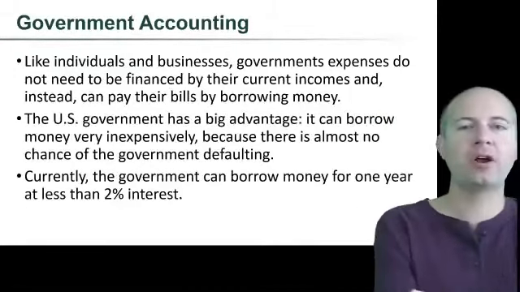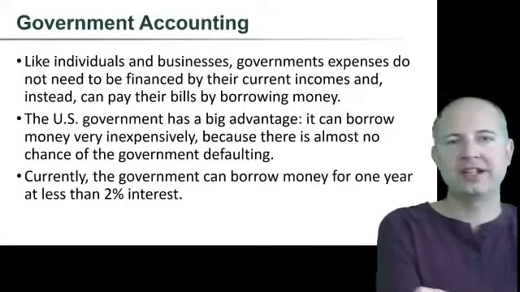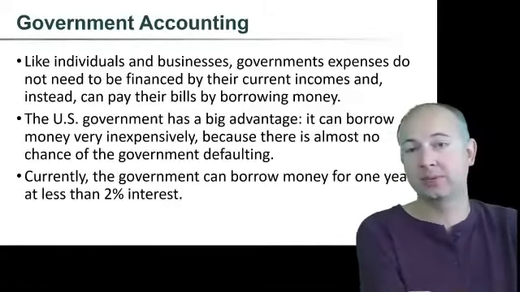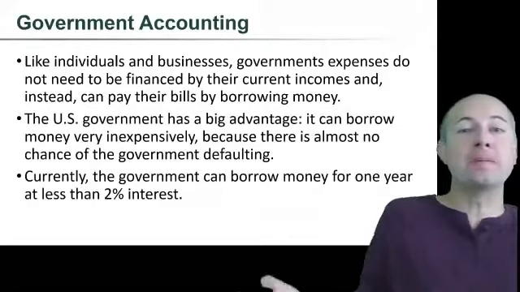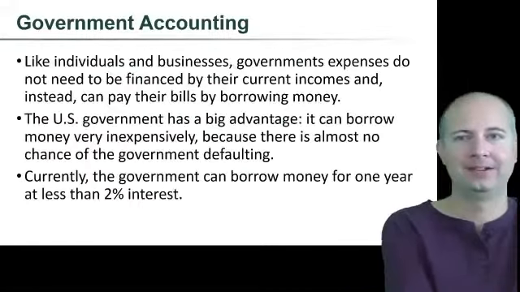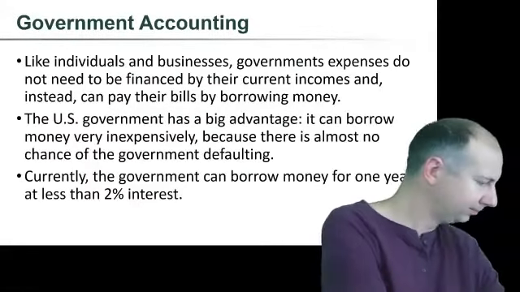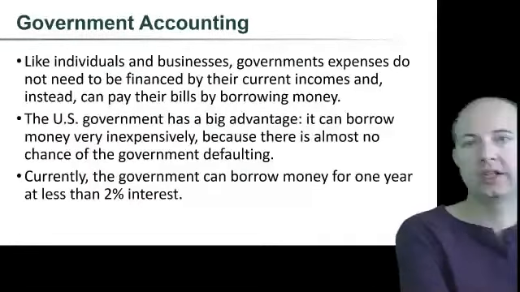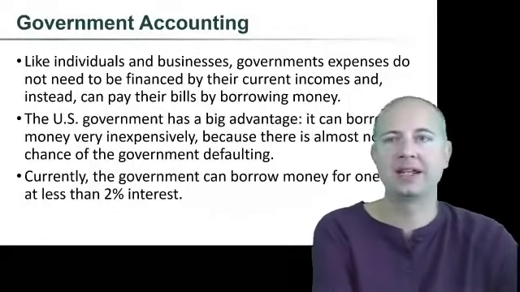Currently, the government can borrow money for 1 year at less than 2% interest, and I think it's probably much less than 2% interest. I'm going to be able to get a mortgage at almost 2% interest, so governments can pay their bills by borrowing money.